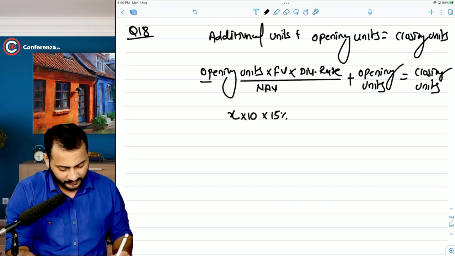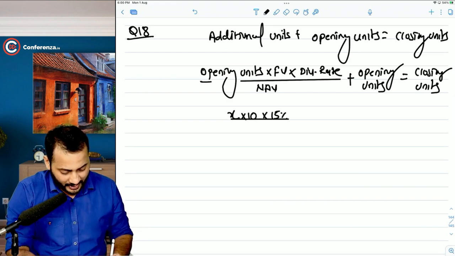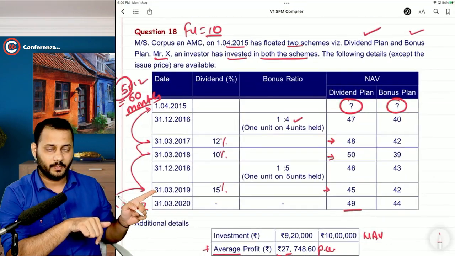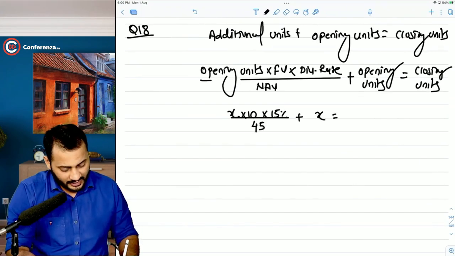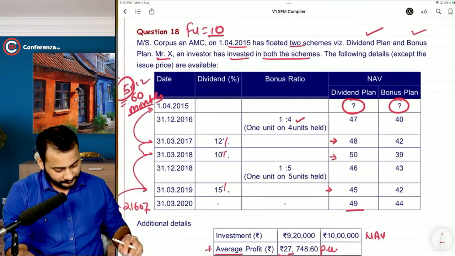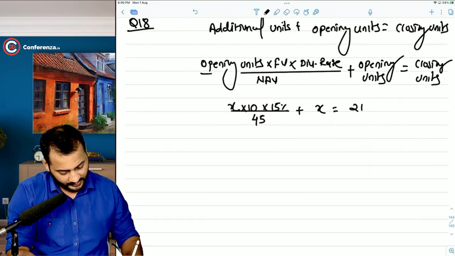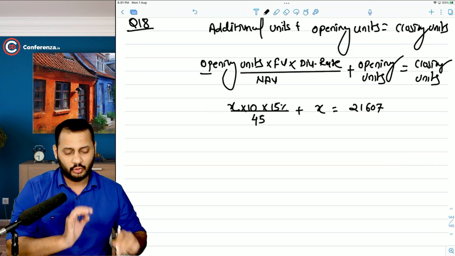Dividend rate is 15%. So this will be the total dividend which will be reinvested back at that date's NAV, which is nothing but 45 in this row. So I will write 45 plus X is the opening units, and the total should be 21,607. With the help of this, we can calculate the opening units.